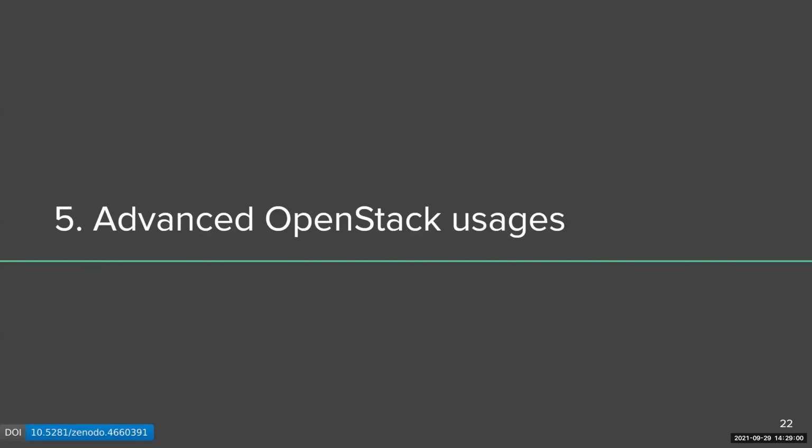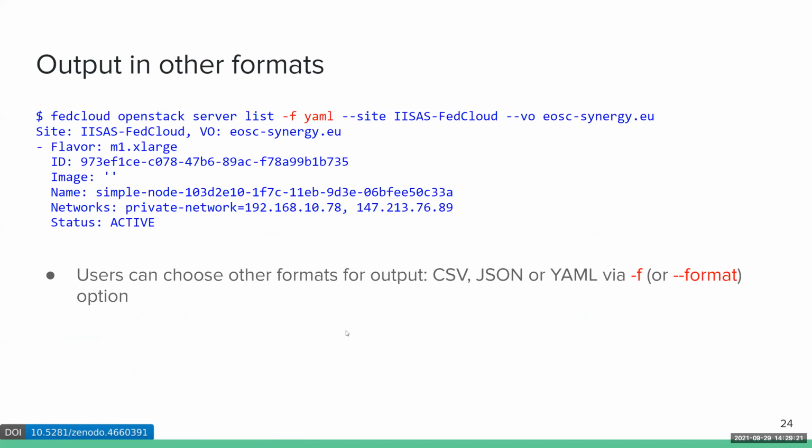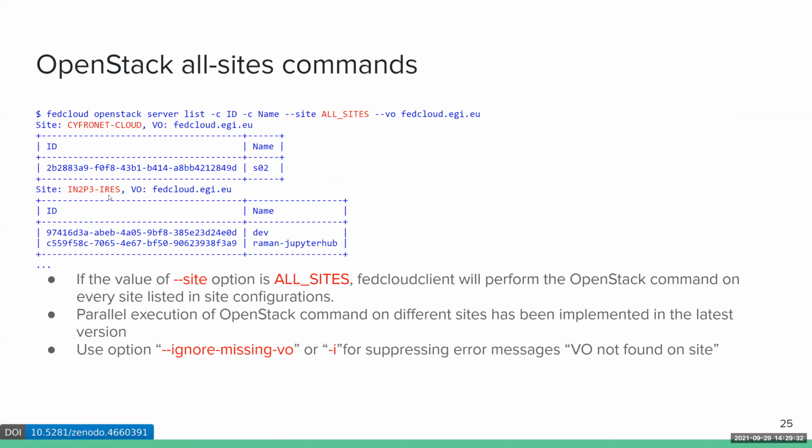Now some short mention about advanced OpenStack usage. It means that, as I said before, you can select only selected columns, so it makes a better output in your terminal. You can choose to have the output in another format, for example YAML, so you can see longer output with more properties of every item. You can run a single OpenStack command on every site by setting the site with the option on site.